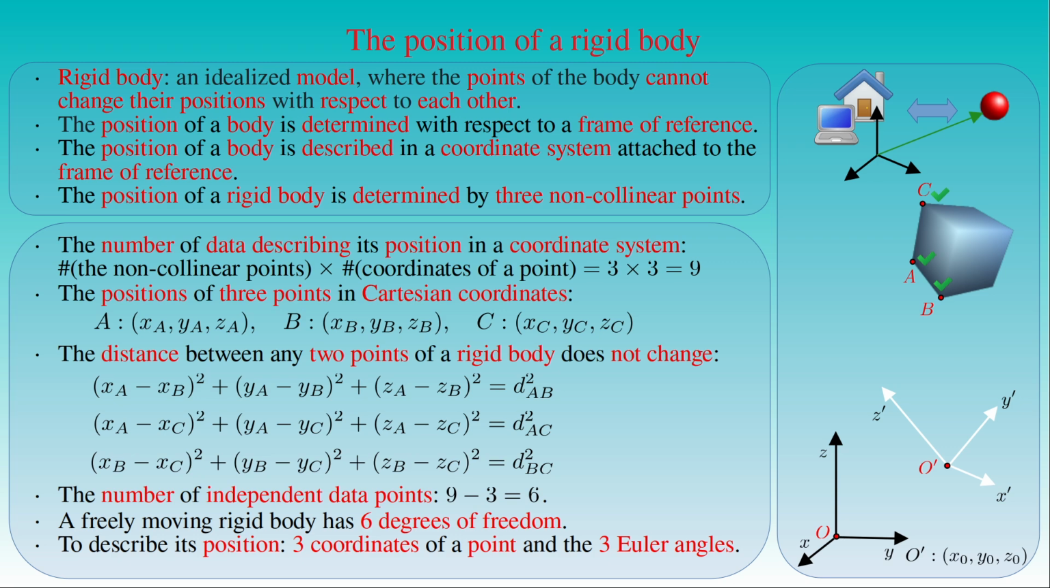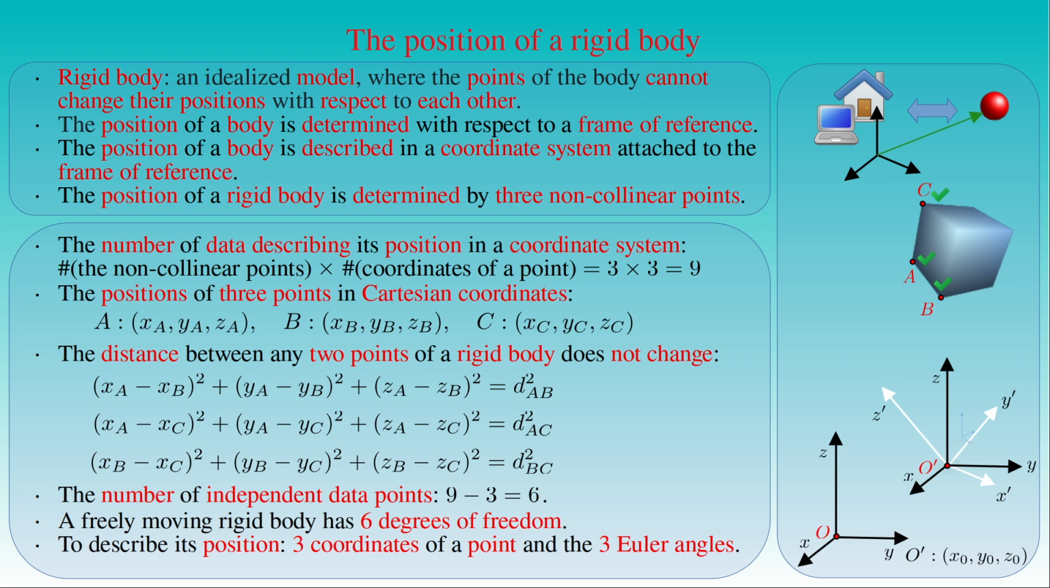We need other 3 data to determine the relative orientation of the 2 coordinate systems. In this respect, the positions of the origins O and O' are indifferent, and we can translate the coordinate system x, y, and z from the point O to the point O' without changing its orientation. Then the relative orientation of the 2 coordinate systems is determined as follows.